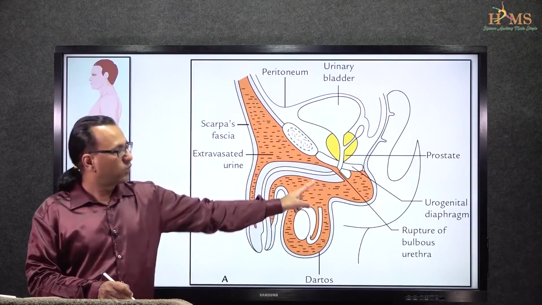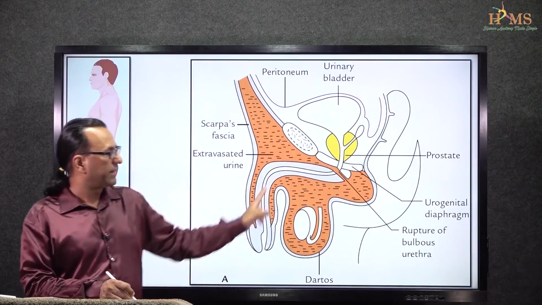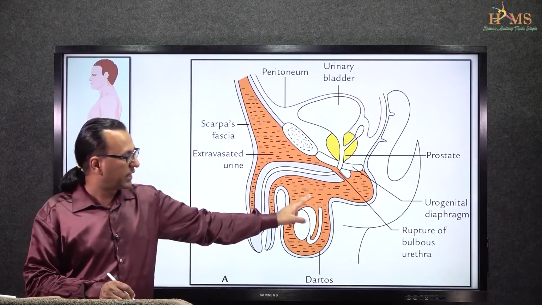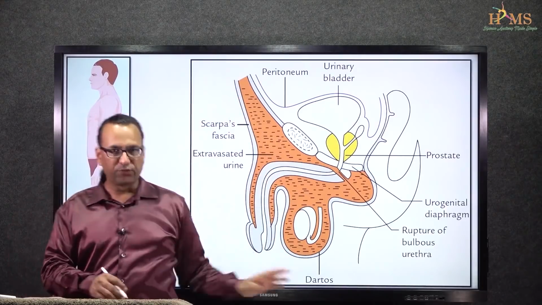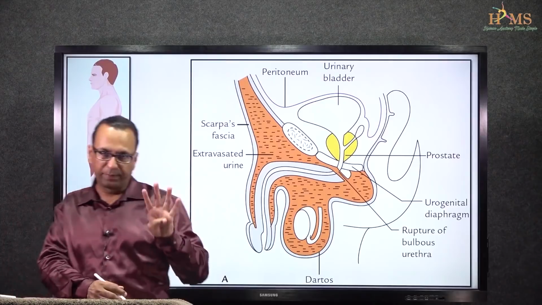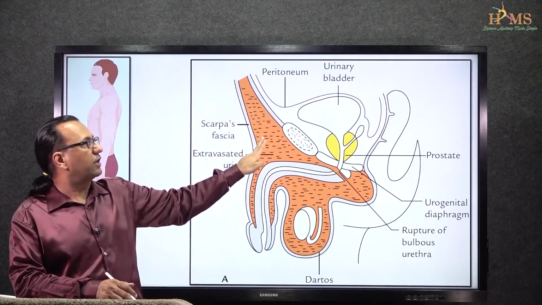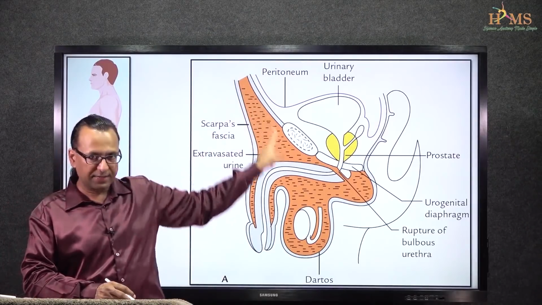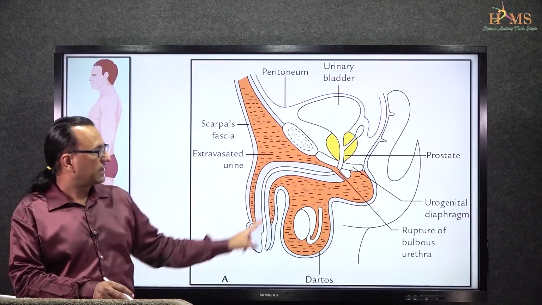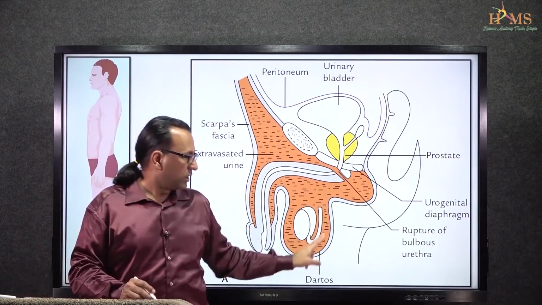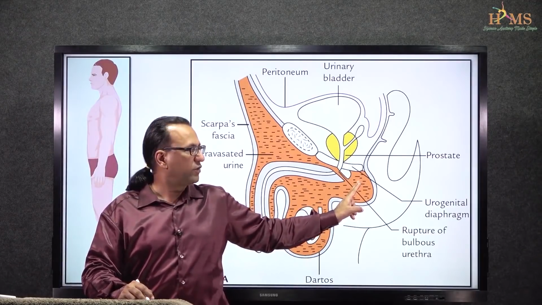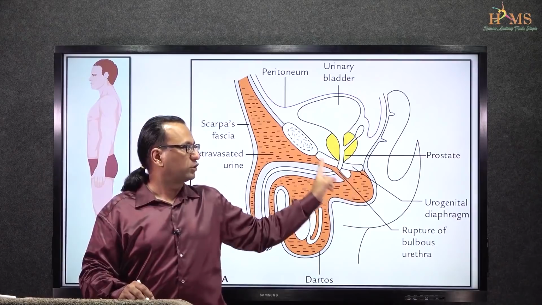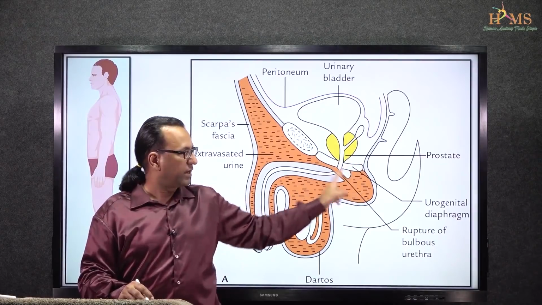It can also move into the scrotum and the penile shaft, and urine can also move into the anterior abdominal wall. Actually, 4 places. What are the 4 places? The anterior abdominal wall under Scarpa's fascia, and in the penile shaft, and in the scrotal space, and also the superficial perineal pouch. Now, why can this urine not enter the deep pouch? Because it is prevented by the perineal membrane.